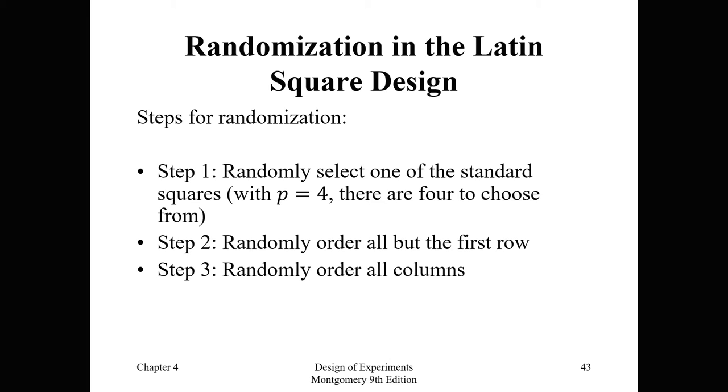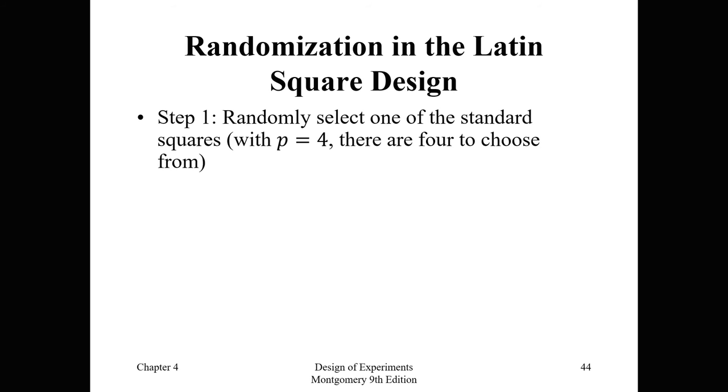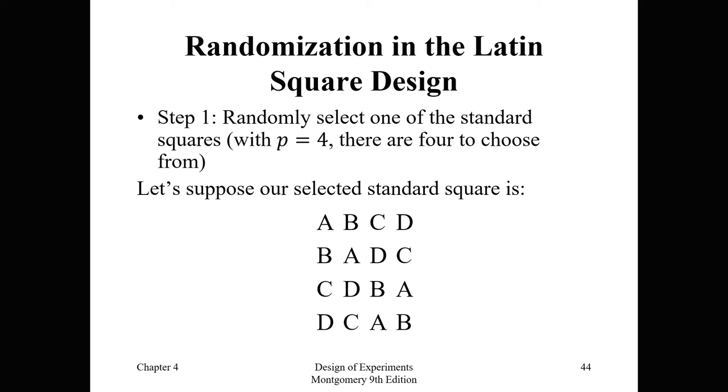Then we're going to randomly order all but the first row. So we don't need to worry about randomly ordering the first row. We're going to randomly order all the rows except for the first one. And then we're going to randomly order all the columns on that new matrix that we get after step 2. So pretty much we're just trying to do as many random steps as possible. So randomly selecting the first square, randomly ordering all but the first row, and then randomly ordering all the columns. That's the idea.